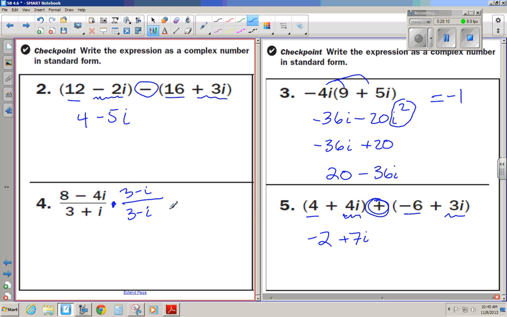3 times 3, i times negative i, and so on. 8 times 3 is 24. 8 times, that's negative 8i minus 12i plus 4i squared. The denominator is the nice part. It ends up being 9 plus 1 because it's the opposite. Change the sign, get rid of i squared.